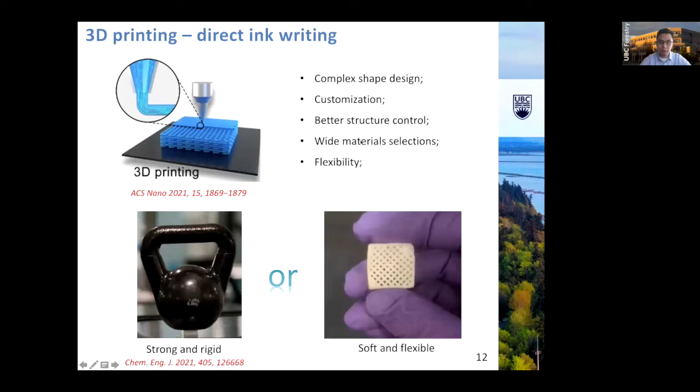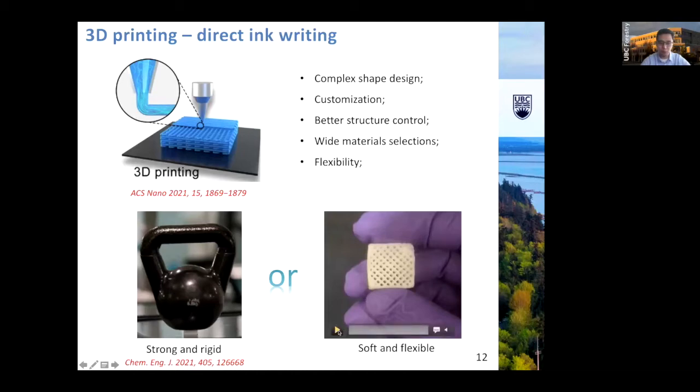Many advantages, as I already listed here. So here I want to show two examples. One is how we can use 3D printing to print strong and rigid structures, as shown here. This honeycomb structure we printed can support over 16,000 times its own weight. Here I show a kettlebell sitting on top of it.